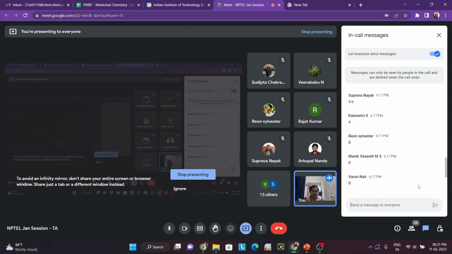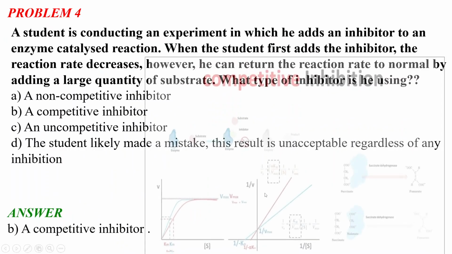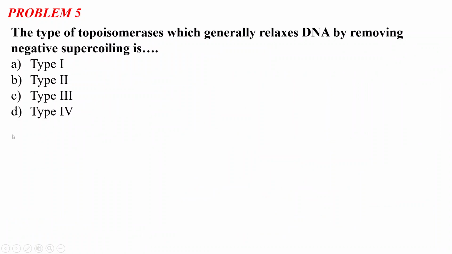Okay, we have answers like type 2 and others. So let us see. Okay, we have two options. Somebody is saying this is type 2, somebody is saying this is type 1. So let us see it. So the correct answer is type 1.